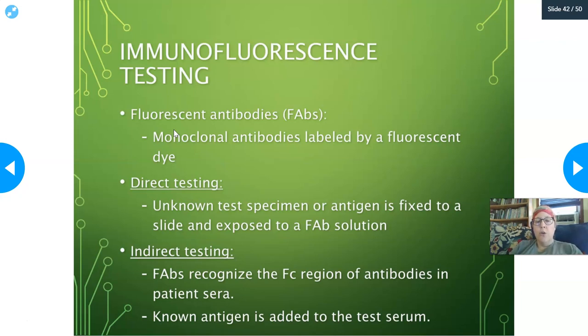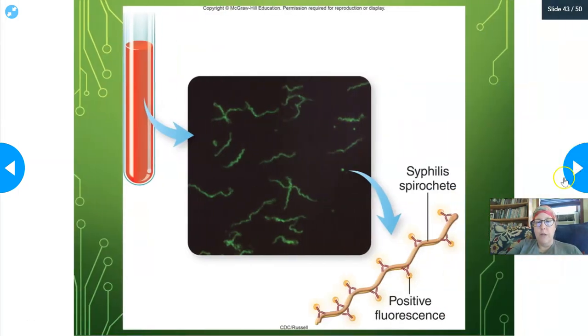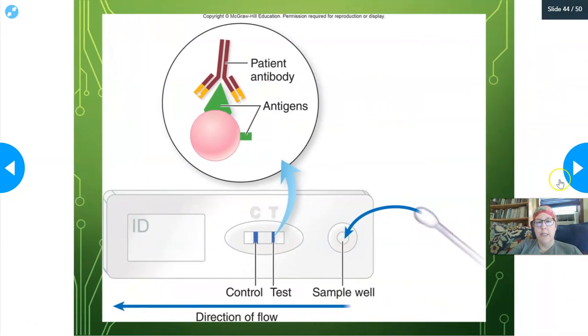And you can use known antigens to detect patient antibodies. So basically you put a known antigen, the patient antibody binds to it, and then you put an antibody to an antibody, and that detects the presence of the antibody in the serum. So, for example, this is positive fluorescence of syphilis. Fluorescently labeled antibodies were incubated with a specimen. The specimen did contain a syphilis spirochete, and now the syphilis spirochete is all glowing in the dark here because all the antibodies attached to it, and you can actually see it.